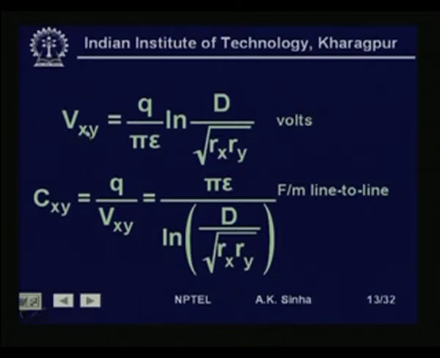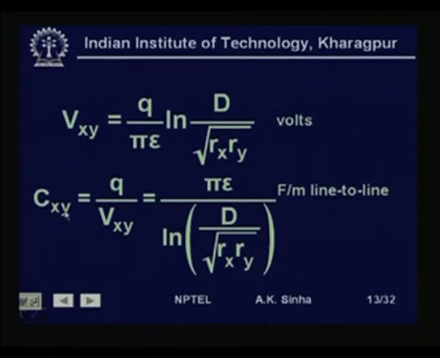which if we substitute the values, we get Vxy is equal to q by pi epsilon ln d by square root of rx ry, because this would have become d squared and this would be rx ry. So, this square is taken out, that becomes 2 into q and this 2 pi epsilon. So, this 2 will cancel out and we get finally q by pi epsilon ln d by square root of rx into ry. Now, once we have found out the voltage, we can find out the capacitance very easily.